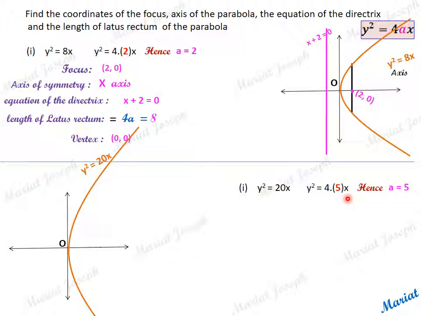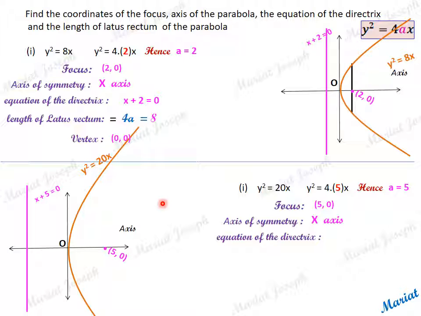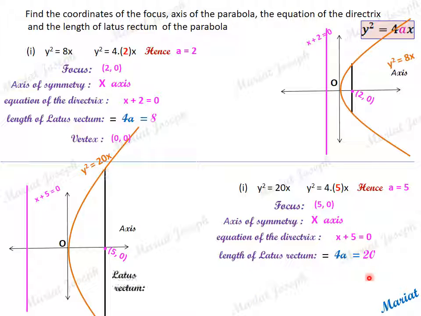So we get the value of a as 5. Hence, focus is (5, 0). Here it is, the focus is farther. It was (2, 0). It is now (5, 0). Axis of symmetry is x-axis itself, because it is a standard parabola of the type y square equal to 4ax. Then the equation of the directrix is x plus 5 is equal to 0. Length of latus rectum is 4a is equal to 4 into 5, that is 20.